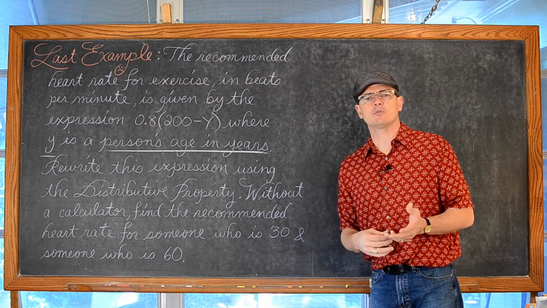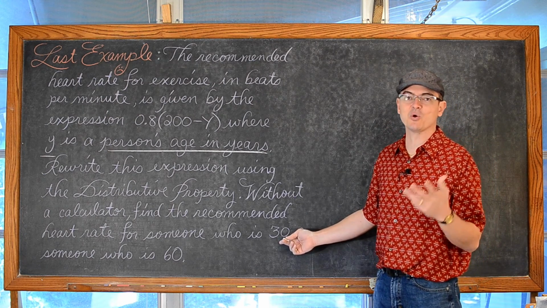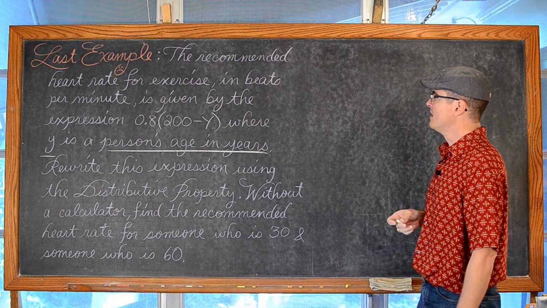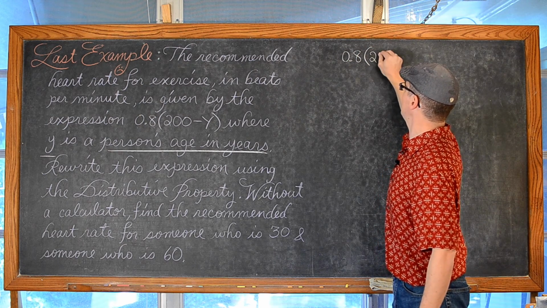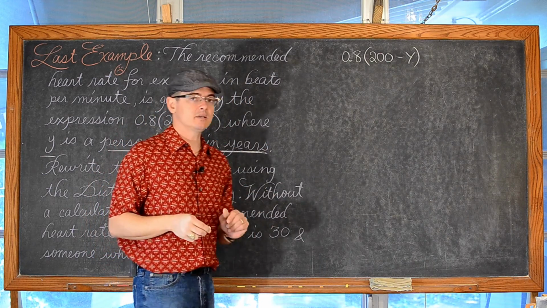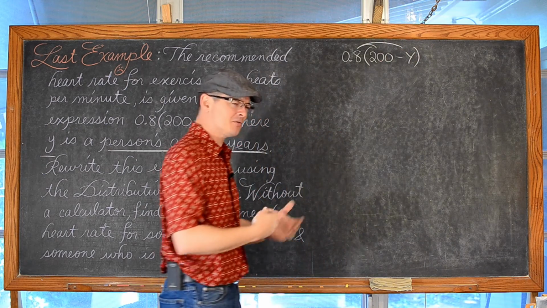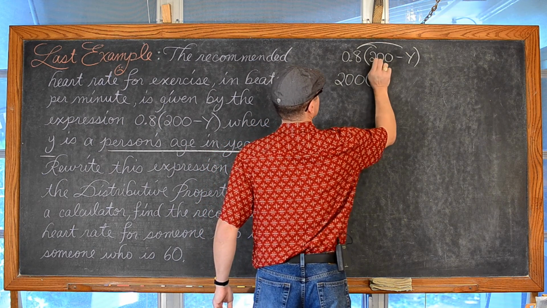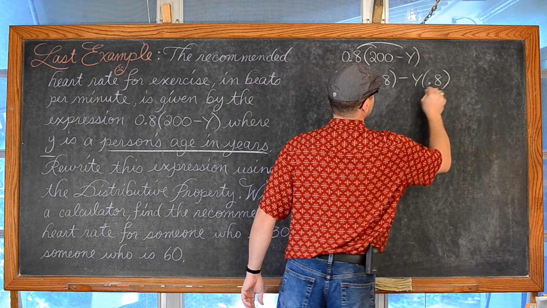They're just giving you the two numbers so that you can compare the heart rate of a younger person of 30 as opposed to someone who is 60, maybe you might consider that still an old person. So we have the expression 0.8 times (200 minus y). Okay, the distributive property. The 0.8 is, of course, touching the parentheses, which means that it needs to get multiplied through there, and we get 200 times 0.8 minus y times 0.8. Both of those are equivalent.